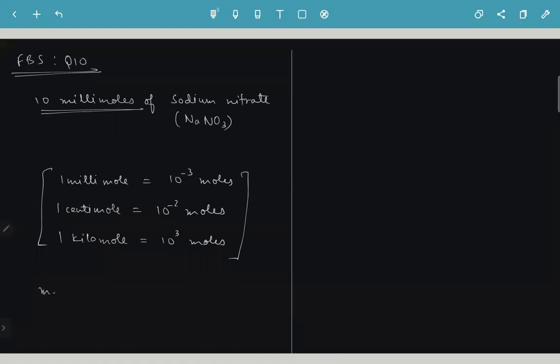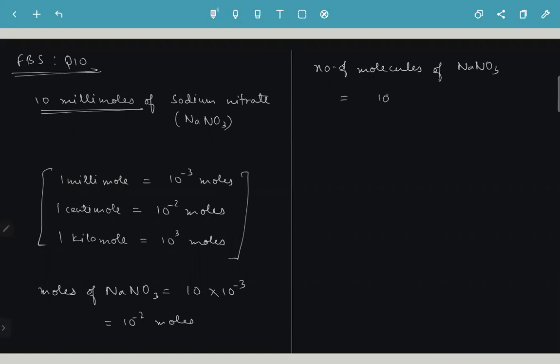So the number of moles of NaNO3 will be 10 millimoles. So 10 into 10 to the power minus 3 is equal to 10 to the power minus 2 moles. ठीक है. Number of molecules of NaNO3 will be number of moles into Avogadro's number. Number of moles is 10 raised to minus 2 into Avogadro's number Na, so 10 raised to minus 2 Na.